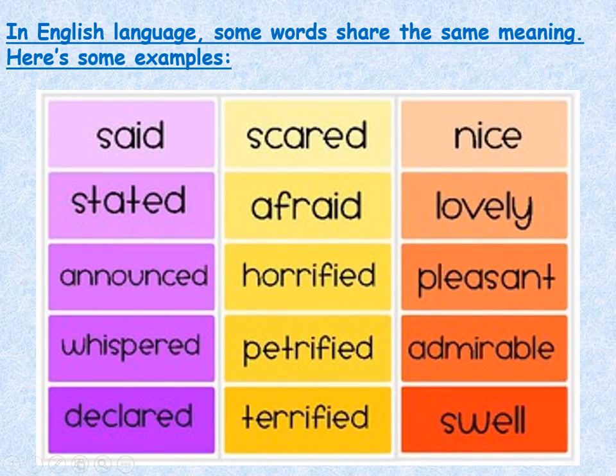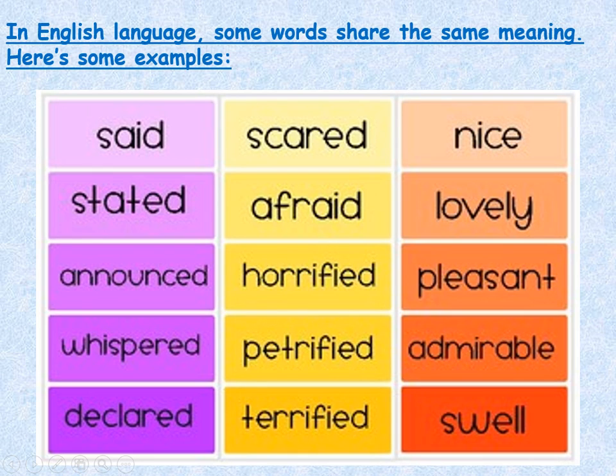Alright, so in English language, some words share the same meaning. How do some words share the same meaning? Here's some examples. For example, the word said. When you say, you let words out of your mouth. You either say said, stated, announced, whispered, or declared. You can declare something, and when you declare something, you let words out of your mouth.